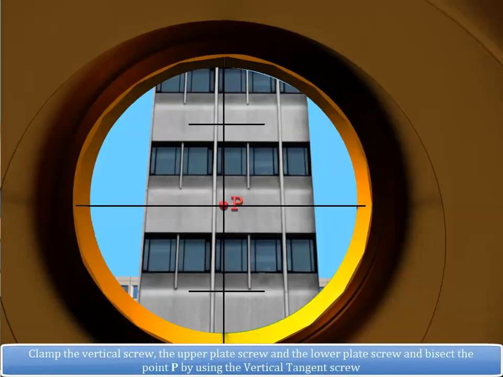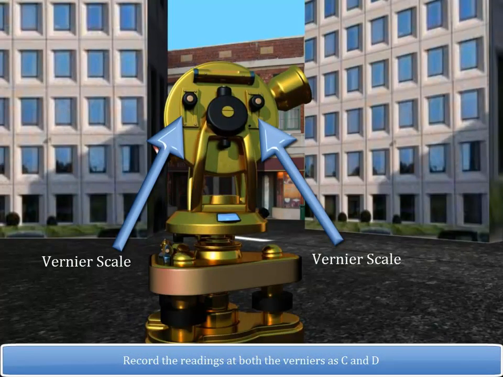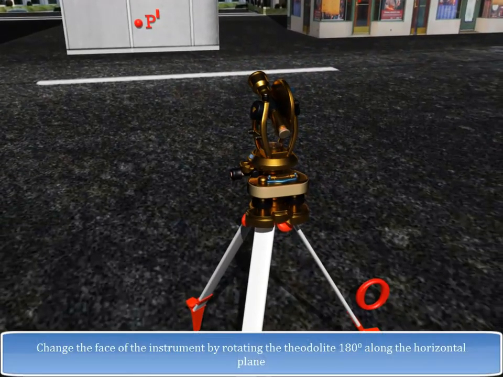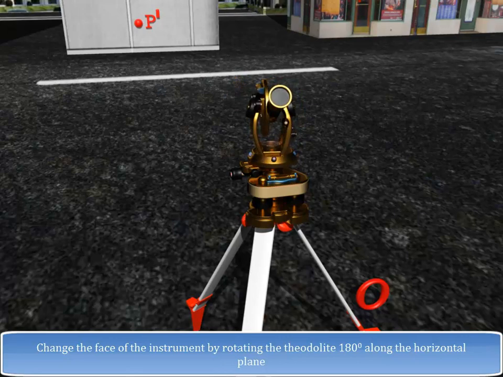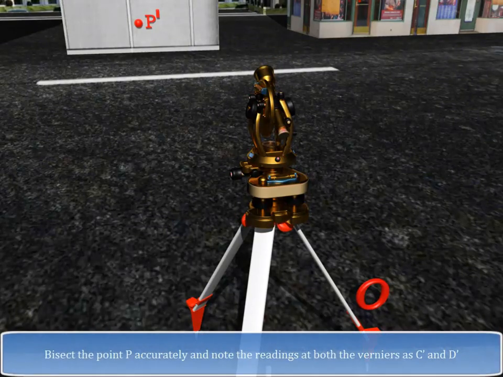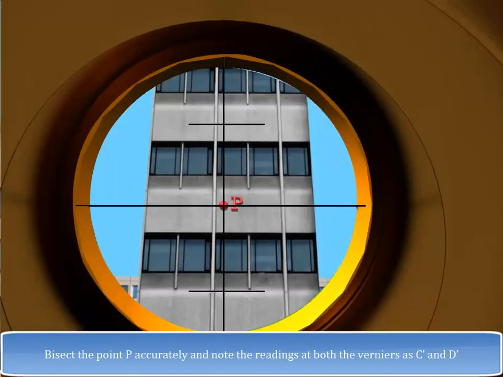Clamp the vertical screw, the upper plate screw and the lower plate screw, and bisect the point P by using the vertical tangent screw. Record the readings of both the verniers as C and D. Change the face of the instrument by rotating the theodolite 180 degrees along the horizontal plane. Bisect the point P accurately and note the readings at both the verniers as C' and D'.